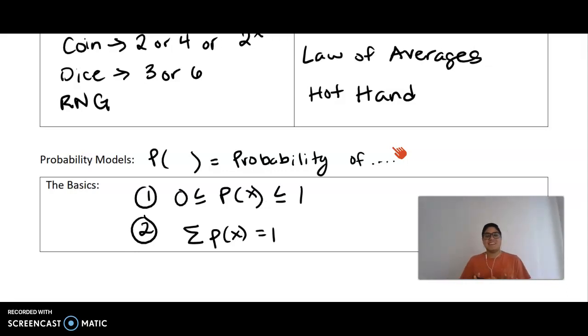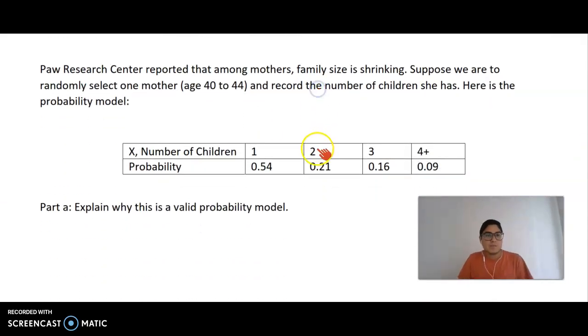So I'm still struggling with this idea here. But the next thing is that all of the probabilities in that sample space must add to 1. So let's take a look at an example here of what this could look like.